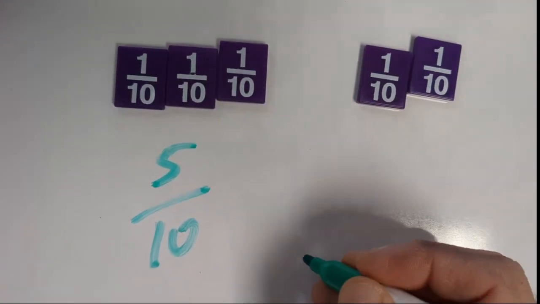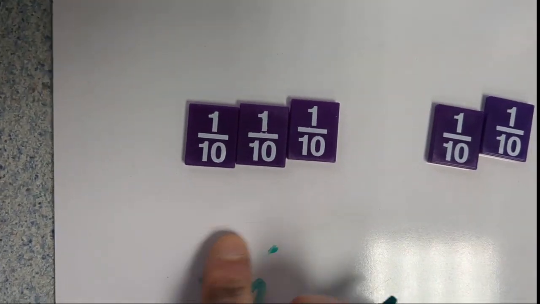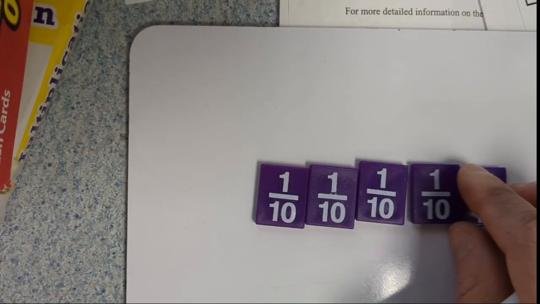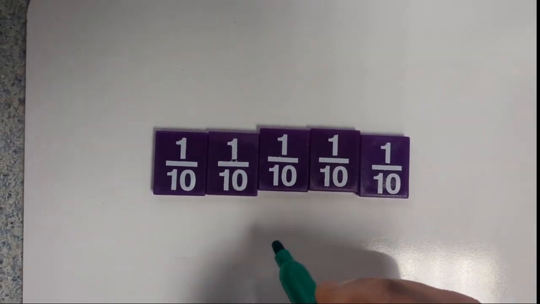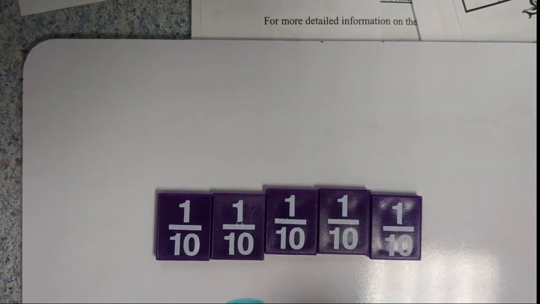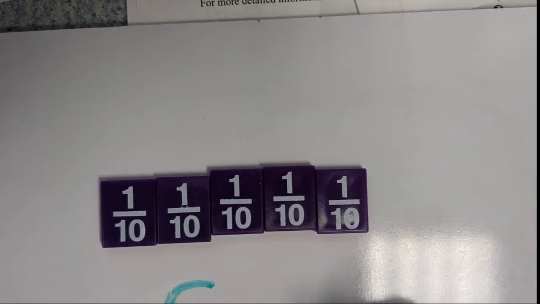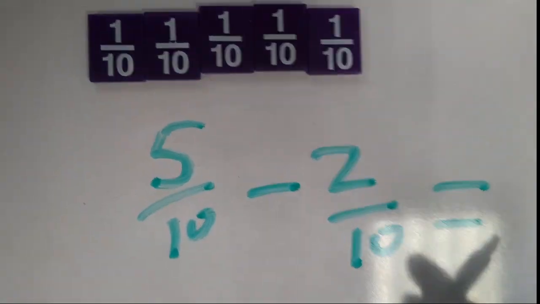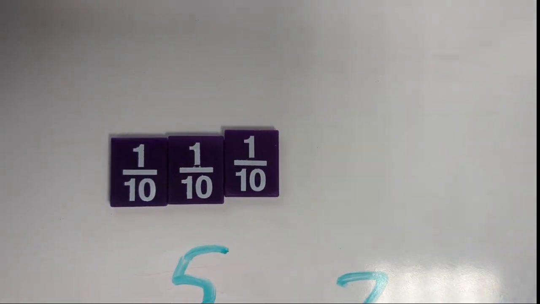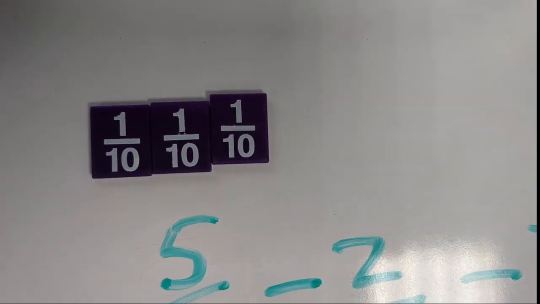So for this assignment, you're going to be thinking like that. You could write this as a subtraction sentence that says 5/10 minus 2/10 equals, well, let's see, 5/10 minus 2/10 equals 3/10. We can do this when the denominators are the same.